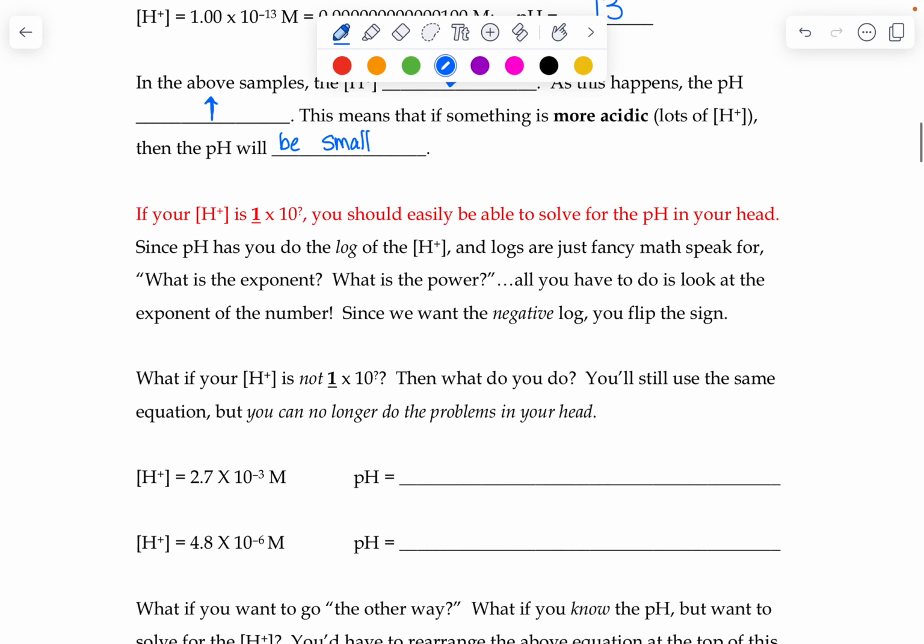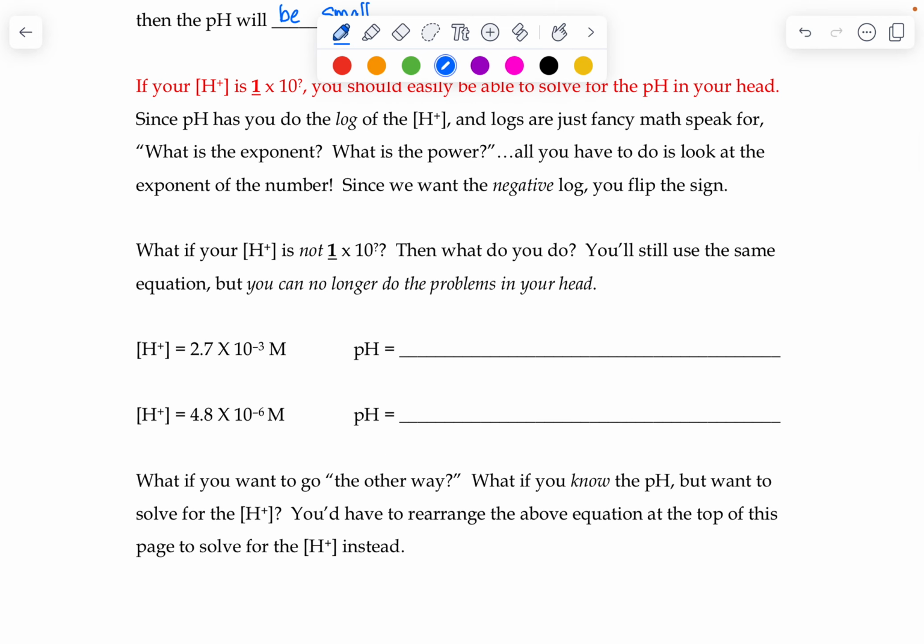But what if your H plus concentration is not 1 times 10 to the something? Well, it's the same equation. We're still doing negative log. We just can't do it in our head anymore. So we would need to do the negative log of 2.7 times 10 to the -3rd. And we should get an answer of approximately 2.57. If you tried the one below that, negative log of 4.8 times 10 to the -6th, we should get about 5.32.